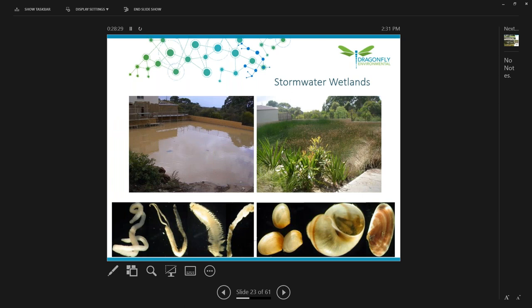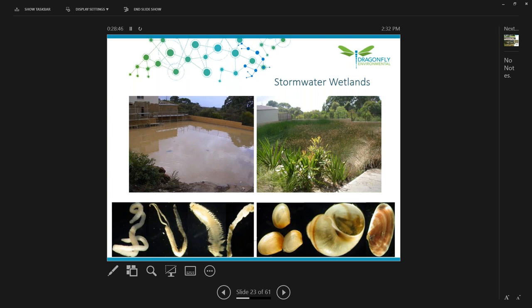So an example of a stormwater wetland. Here's one that's actually built as part of an urban space. And you can see during the development, it's fine that it's full of sediment. That's what it's designed for. And then it's planted. It's densely vegetated. It's still going very well. This again has cells.